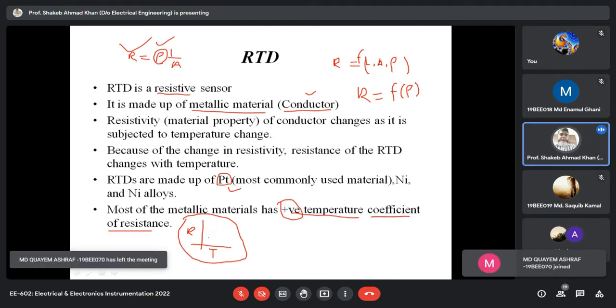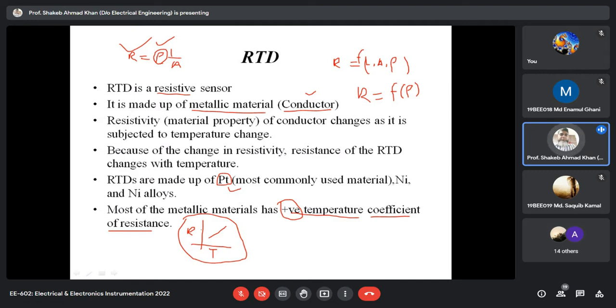So positive slope means obviously you'll get this kind of curve. As the temperature increases, your resistance increases. As the temperature decreases, your resistance decreases. So the direction of change in resistance and temperature will be the same, and it is called positive temperature coefficient. If it is different, means if it is like this, then we'll call it negative. Okay.